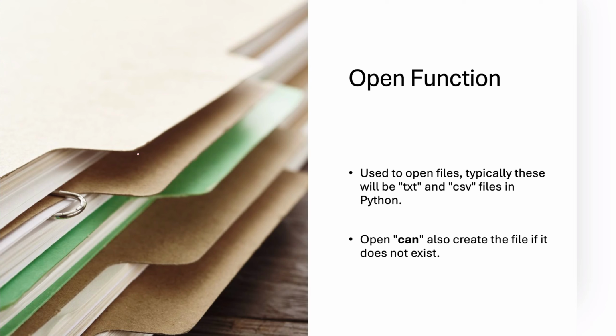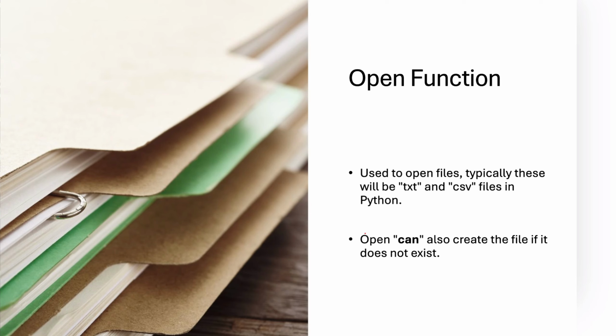Next, we have the open function used to open files. Typically, these will be text files and CSV files in Python. That's typically what most students at this level tend to work with. You can open other things as well, image files, audio files, and they will work depending on what you're trying to do. But typically speaking, for you guys, it's going to be text files, CSV files. Open can also create a file if it doesn't exist in a directory.